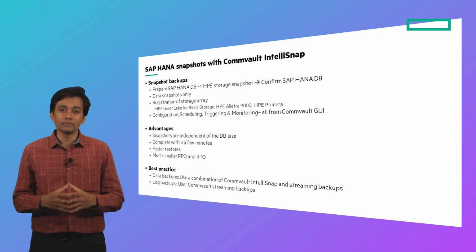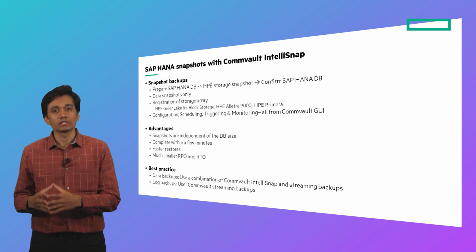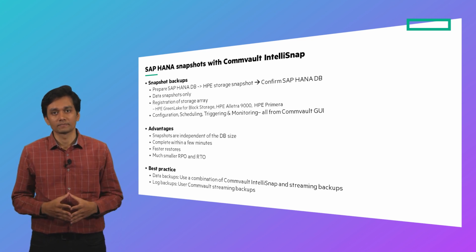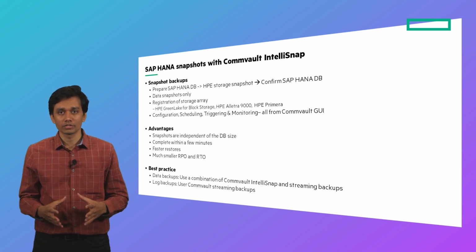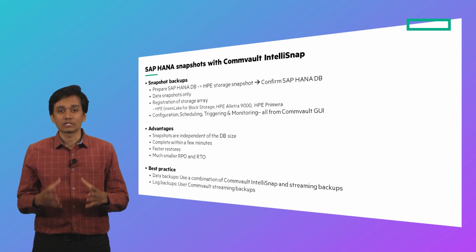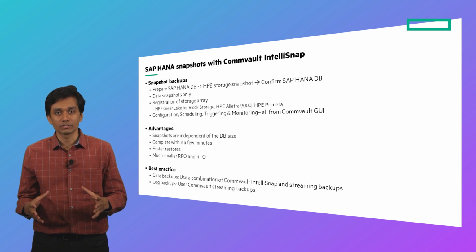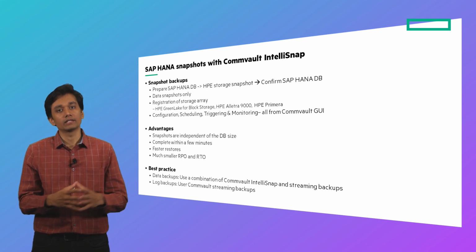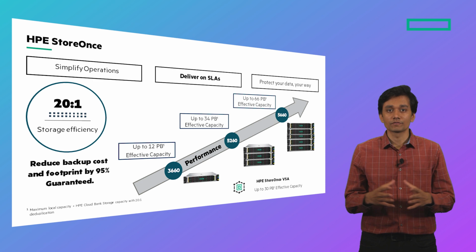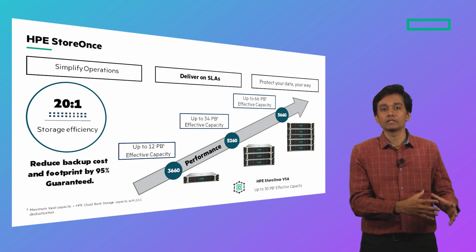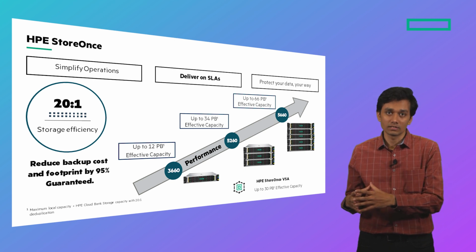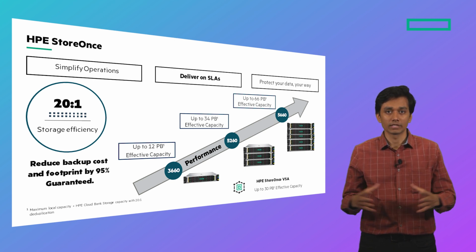This entry can then be used at a later point of time to restore the SAP HANA instance to a desired state. The biggest advantage of this approach is that HPE GreenLake for block storage takes just a few seconds to snapshot the data volume, and this is independent of the size of the database. This reduces the backup and restore durations and hence the recovery point and time objectives. The second advantage of this approach is that Commvault can move these snapshots from HPE GreenLake for block storage to HPE StoreOnce, which offers industry-leading source-side deduplication.